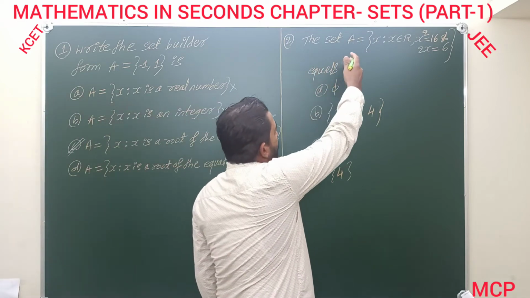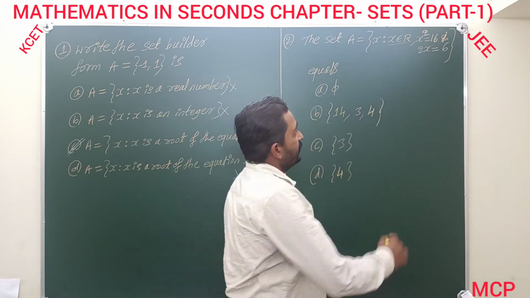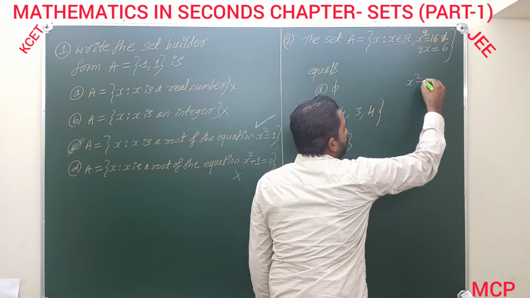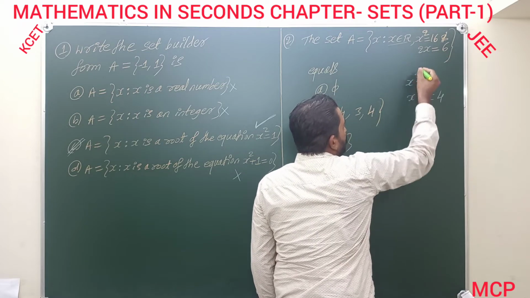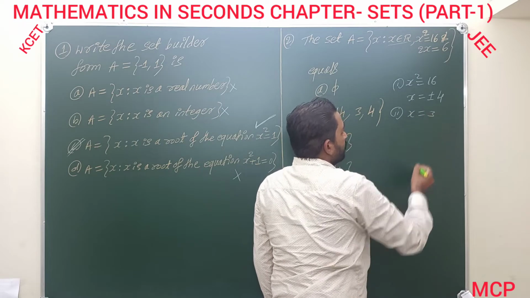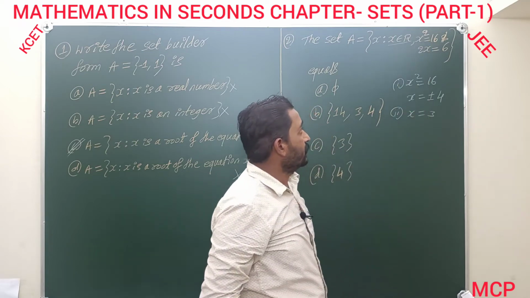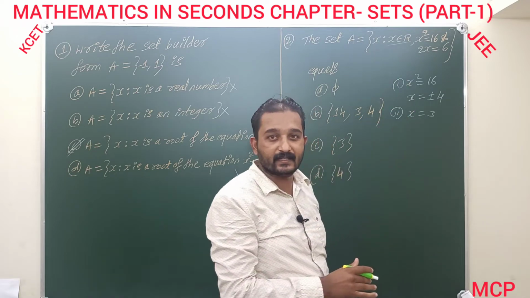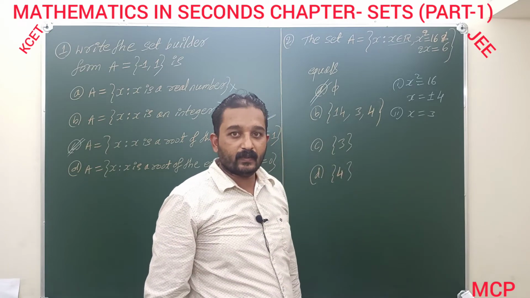In this case the set A is given: x such that x belongs to any real number, which satisfies both the equations. So x square is equal to 16 means x is equal to plus or minus 4. Now 2x is equal to 6, that is x is equal to 3. Here there is no common element between these two equations, that is, no element satisfies these two equations simultaneously, hence this set is empty. Option A is correct.